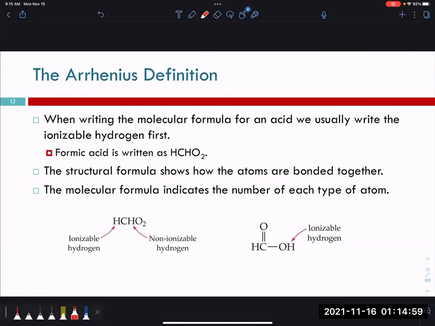When writing the molecular formula for an acid, we usually write the ionizable hydrogen first. This is kind of what we were talking about previously. So we write the hydrogen in front. That's why each of those acid molecules start with hydrogen, because that tells us they're an acid. Then we have a structural formula that would show how they're bonded together. The molecular formula just indicates the number of each type of atom. Familiar with molecular formulas.